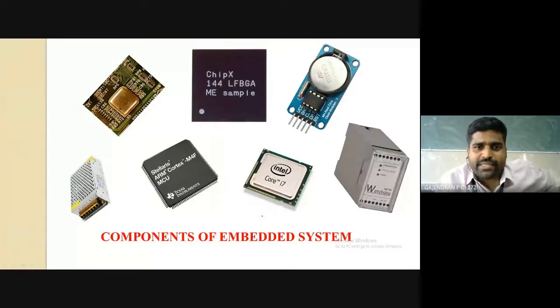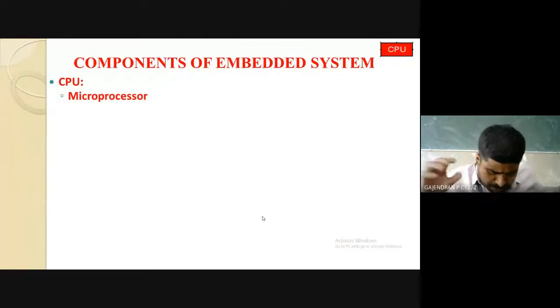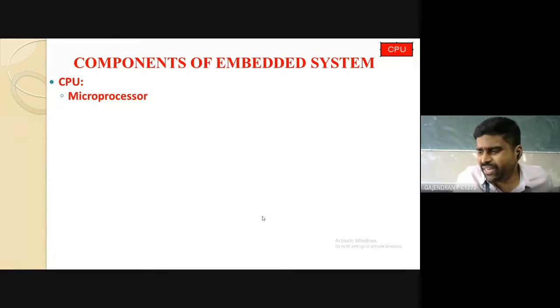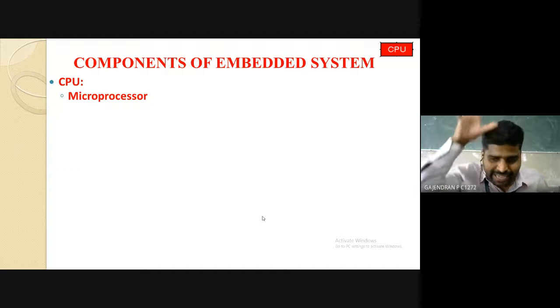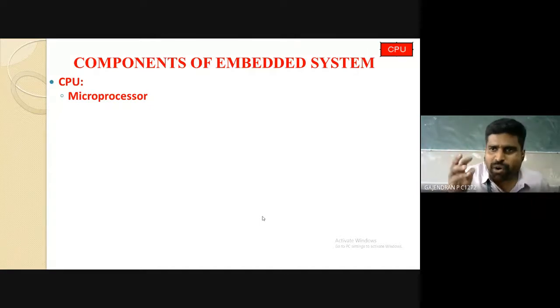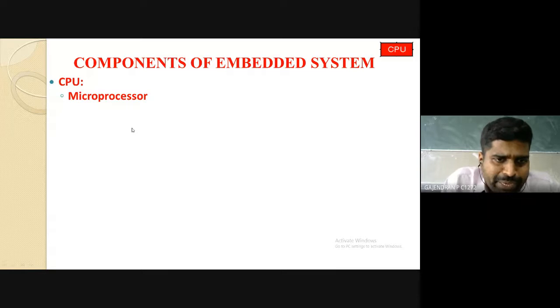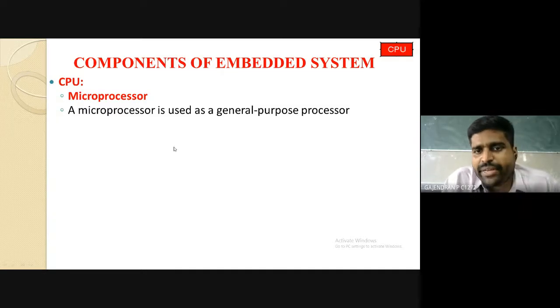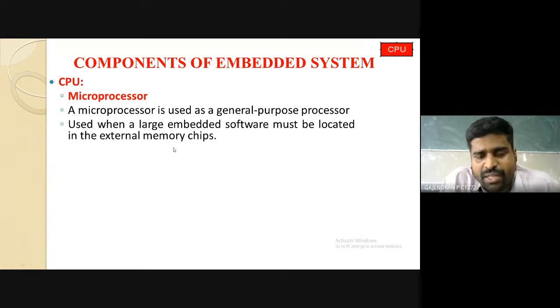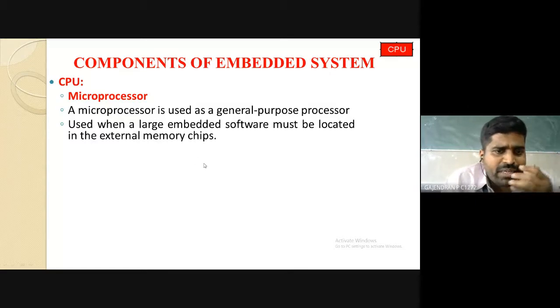The very first one is your CPU. CPU you already know well, so here we are not going into a detailed discussion. Here we are going to point out something a little different from your normal things. Now, most of the time your CPU may be a microprocessor or a microcontroller. So this chip, we are using in our embedded system application.